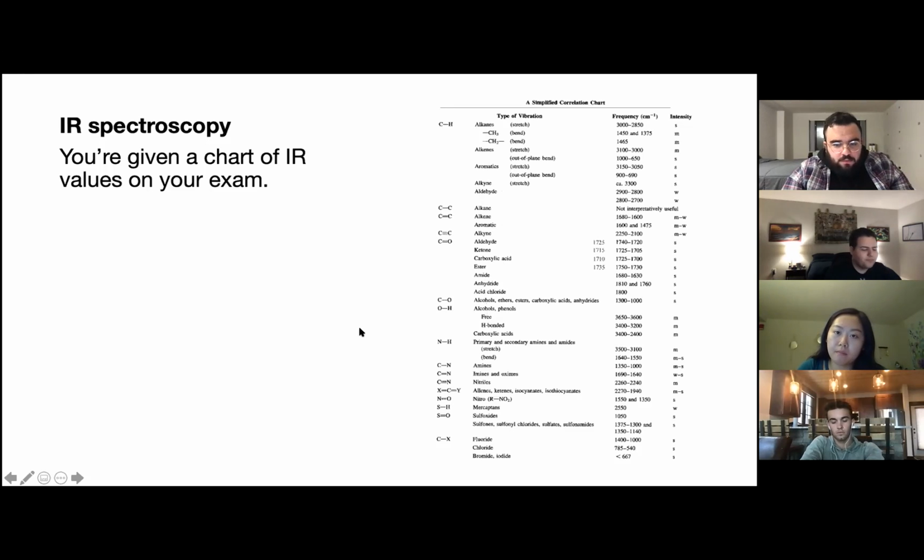I know for Orgo 2 over the summer, one of the exam questions actually involved something called an isocyanate, which is just nitrogen double bonded to a carbon, double bonded to an oxygen.